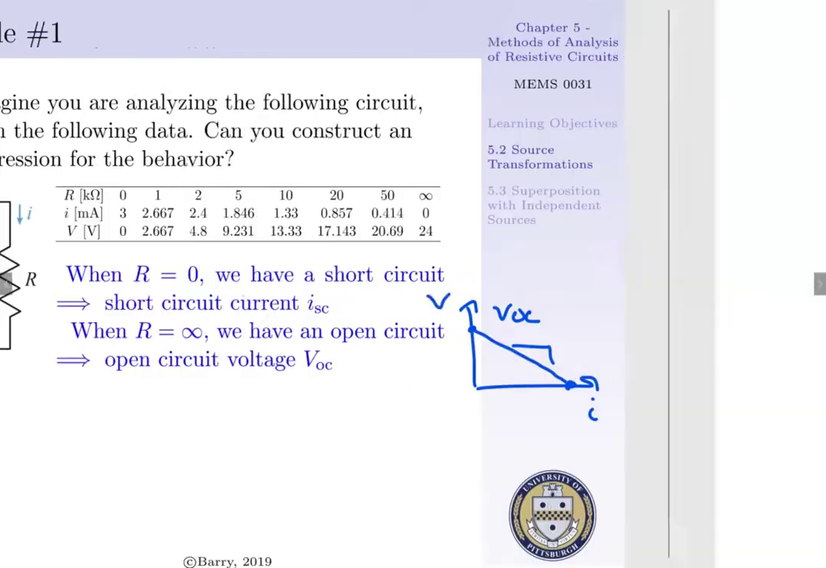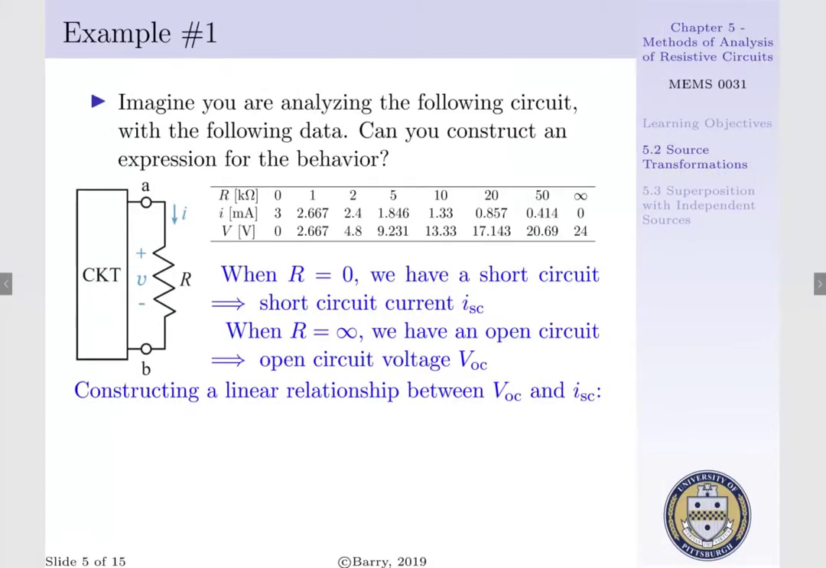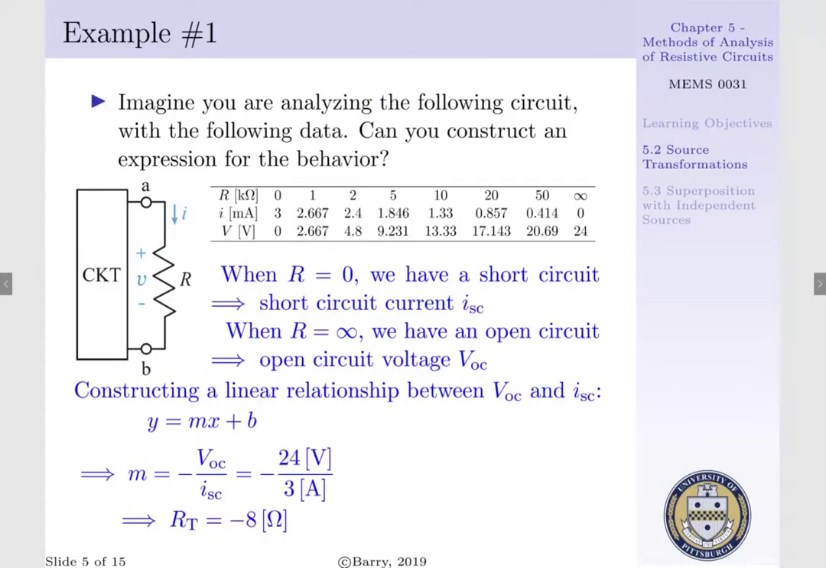For a linear equation, we apply the following: y is equal to mx plus b, where m is our slope and b is our y-intercept. Solving for our slope, we would have our rise, which is the negative of our open circuit voltage, per our run, our short circuit current, which gives us a value of minus 24 volts per 3 amps. Or this would be negative 8 ohms, and we will designate this as R sub T, our Thevenin resistance.